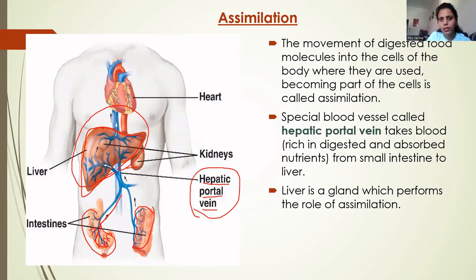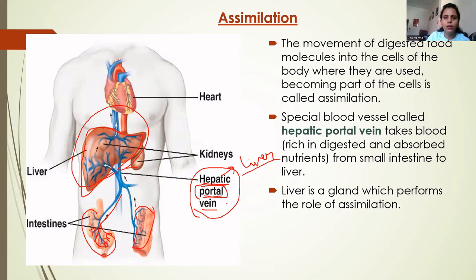This is very important. This question they ask in the IGCSE paper: name the blood vessel which carries nutrient-rich blood from the small intestine to the liver, and that is the hepatic portal vein. This word hepatic refers to the liver, so anything in reference to the liver is known as hepatic. Portal means something which transports anything from one part to another part. So the hepatic portal vein is a vein which transports blood rich in nutrients from the small intestine to the liver.